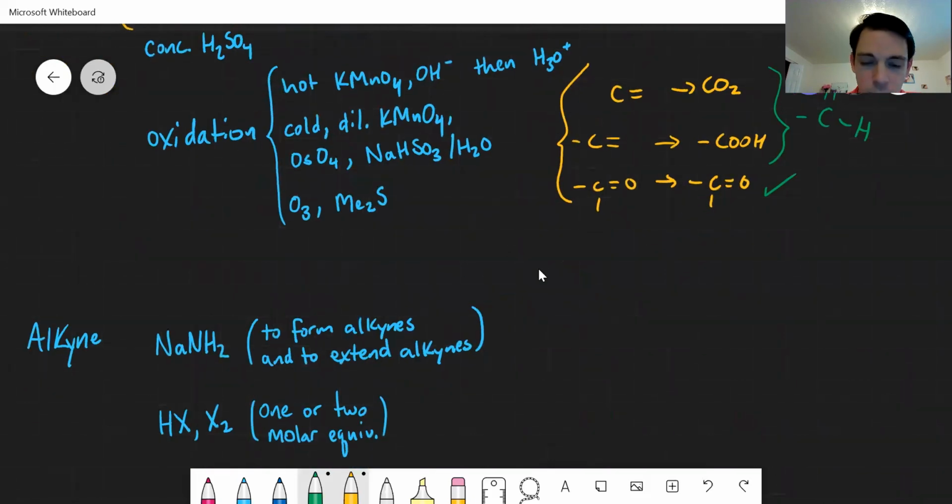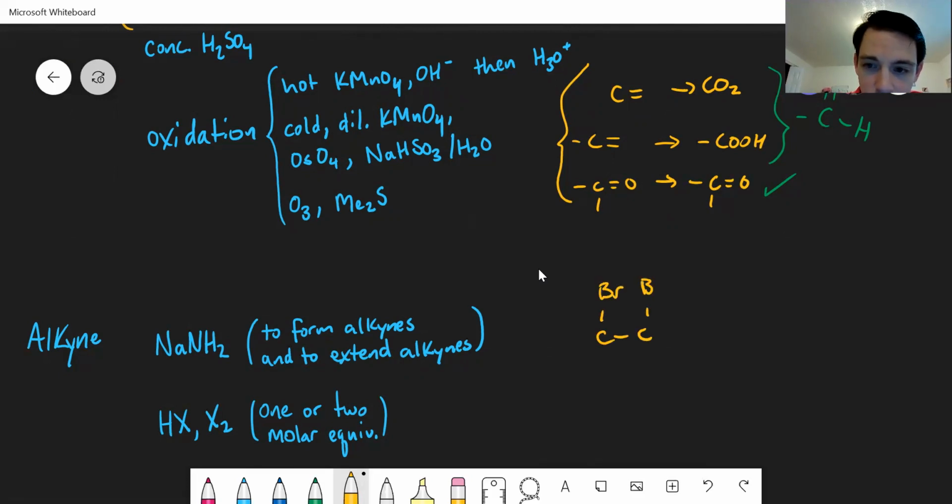Alkynes. Alkynes can do most of the reactions that alkenes can do, with a couple ones that are unique to it. It can react with NaNH2 in 2 different reactions. One is to form that carbon anion that can be used to undergo nucleophilic substitution and extend the carbon chain. But we can also use this reaction to make alkynes if we have a dihalide.